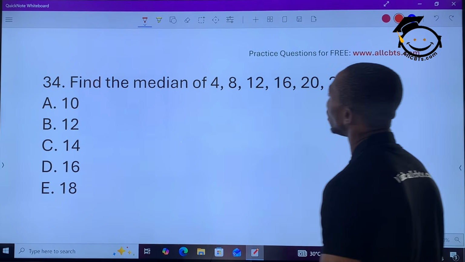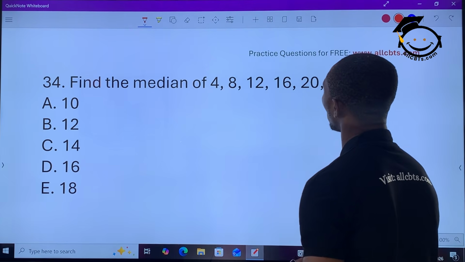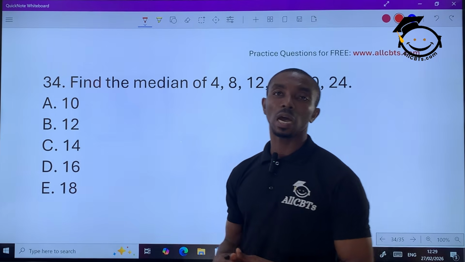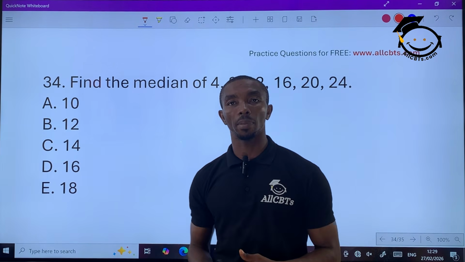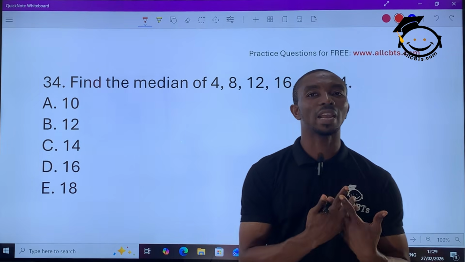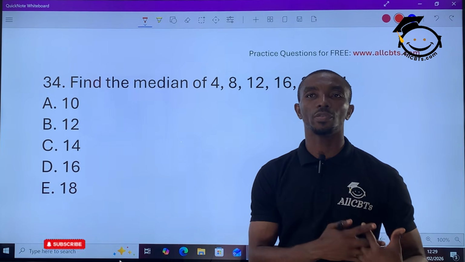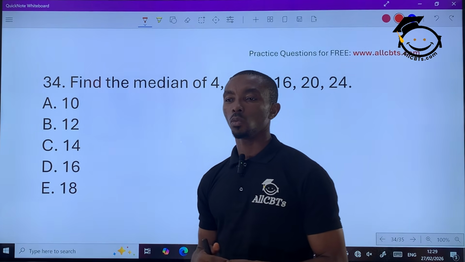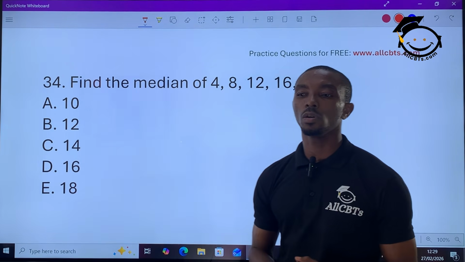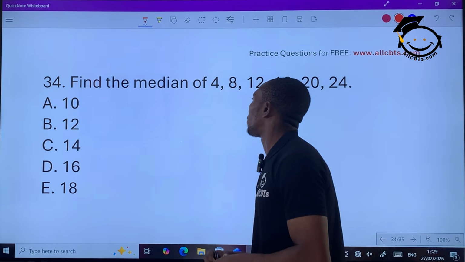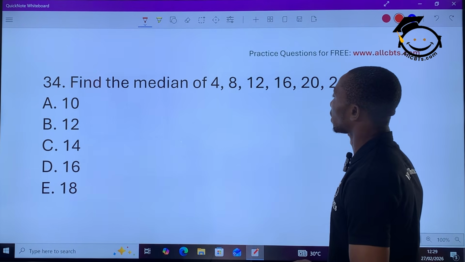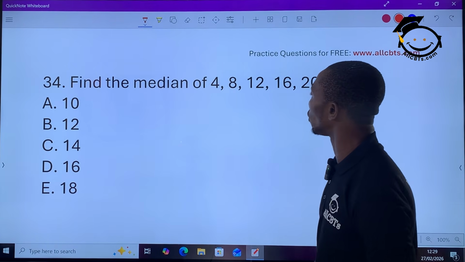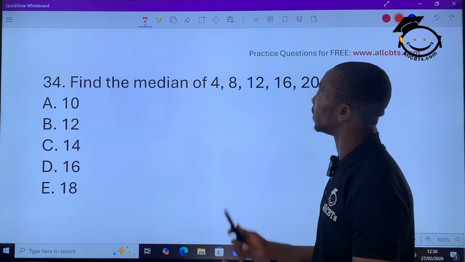Find the median of 4, 8, 12, 16, 20, and 24. Now, what is a median? A median is the middle number of a set of data when arranged in ascending or descending order. Now, luckily, the numbers are already arranged in ascending order. So we only need to find the middle number.